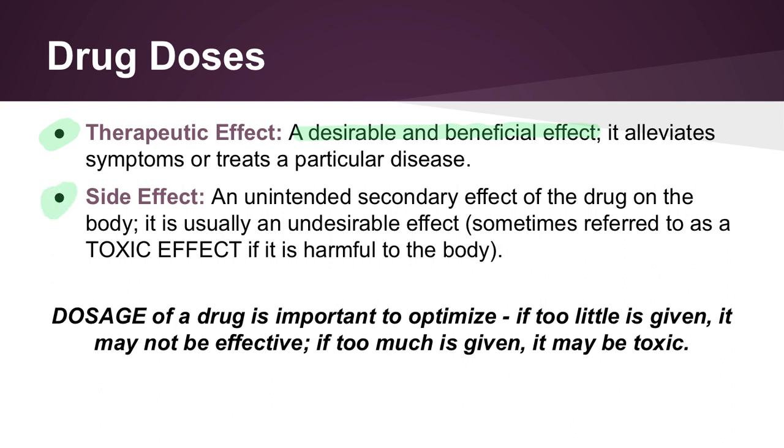But we do also have to consider side effects. So those are unintended secondary effects of the drug. They're usually pretty undesirable. Sometimes they can even be toxic if they are harmful to the body. So knowing the dosage of the drug is really important, and it's important to optimize this because if we give too little, then it might not be very effective. But if we give too much, it can be toxic. So getting that dosage right is really, really important.